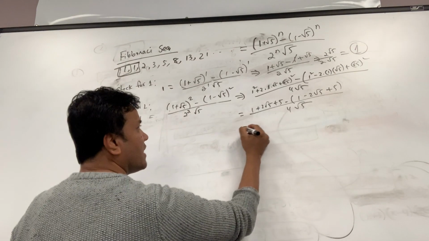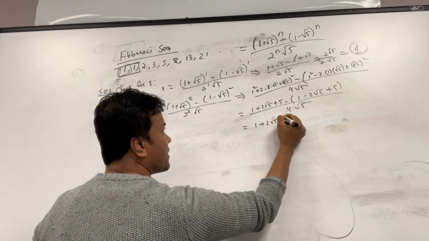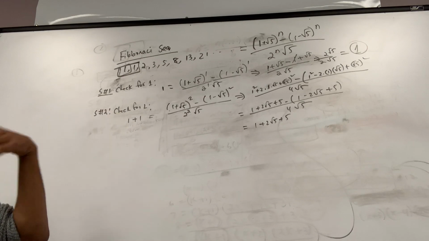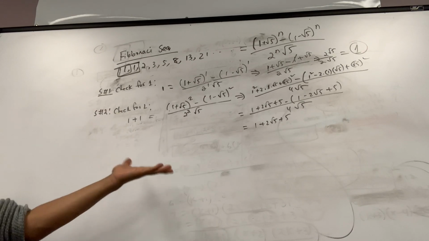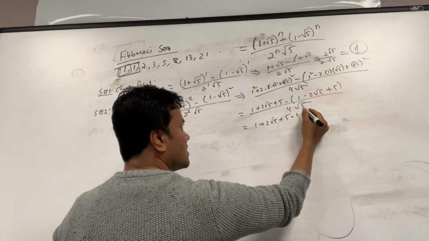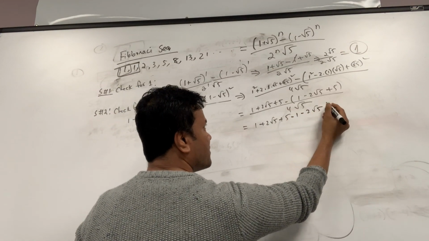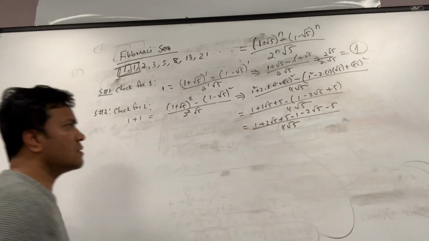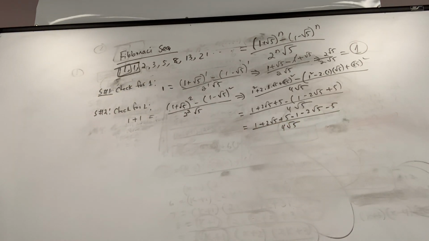So 1 plus 2 root 5 plus, but please take a picture. You have the phone, right? Picture is better than the handwriting. So you can see me making a mistake if I do make one. Minus 1 minus 2 square root of 5 minus 5, over 4 root 5. Combine like terms.